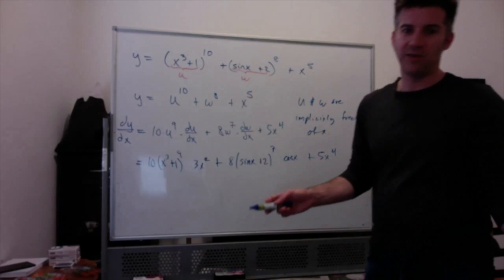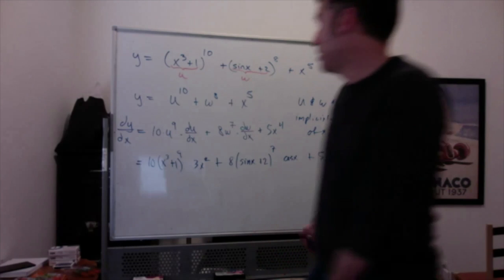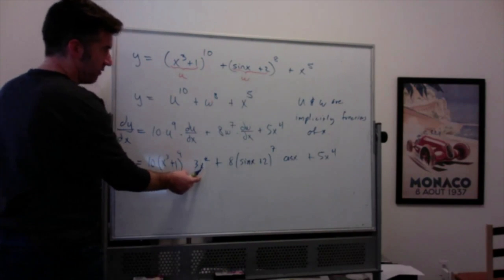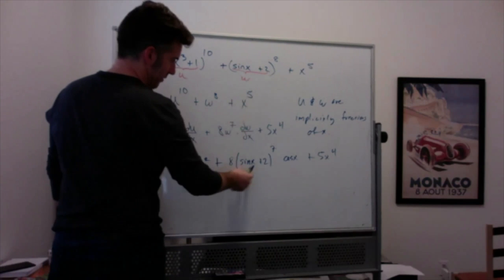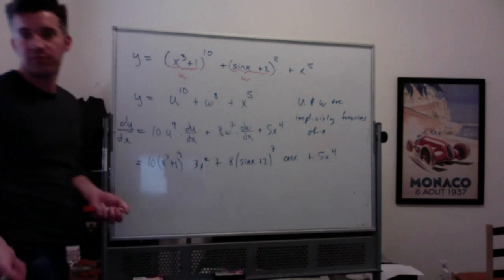Or you could just say, I took a really long trip to do the chain rule. This is just the chain rule. The derivative of some stuff to the 10th is 10 times my stuff to the 9th times the derivative of my stuff. The derivative of some stuff to the 8th is 8 times stuff to the 7th times the derivative of my stuff. Derivative of x to the 5th is 5x to the 4th. Okay?